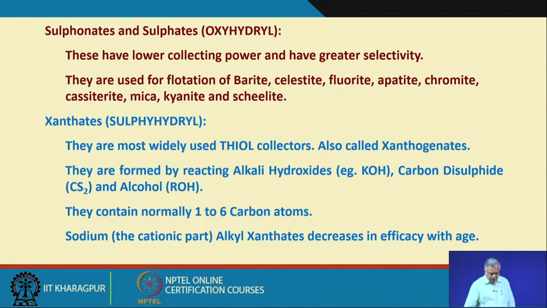Then there is another group of collectors called xanthates. It is also known as the sulfhydryl group of collectors. They are the most widely used thiol collectors, also called xanthogenates. They are formed by reacting alkali hydroxides like KOH with carbon disulfide and alcohol. So, how are they made? By reacting alkali hydroxides, carbon disulfide and alcohol, you can make this type of collector.